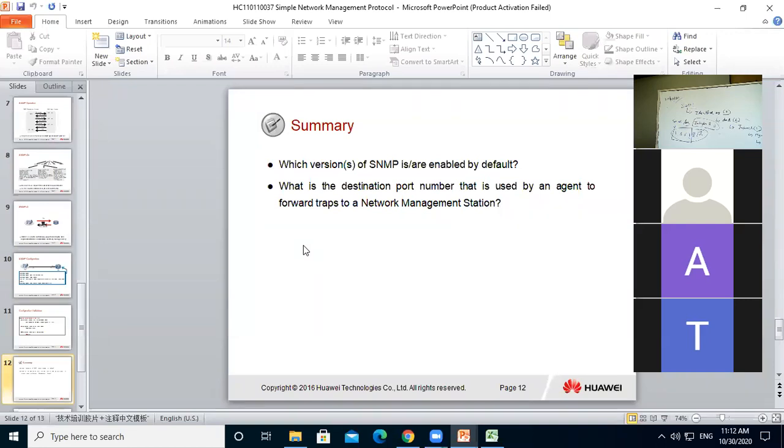The second question is: what is the destination port number used by an agent to forward traps to a network management station? The answer is UDP 162. So this is the destination port number for forwarding traps to the network management station. So this is all about today's topic.